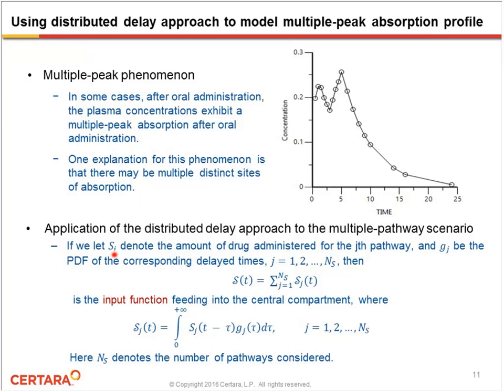Now, if we let S_j denote the amount of drug administered for the j-th pathway, and G_j is the PDF of the corresponding delay time, then the sum of all the script S_j is the input function feeding into the central compartment. And this script S_j is defined by this distributed delay term.